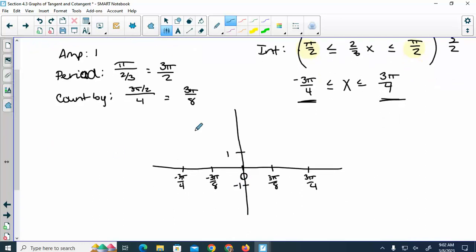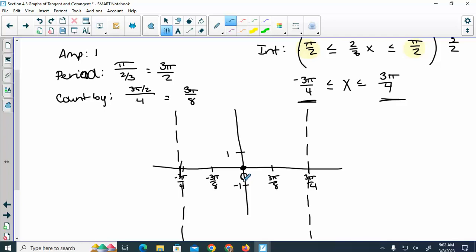Okay, the reason we pick tangent is the beginning and ending point will be an asymptote. So we have an asymptote at negative 3 pi over 4 and positive 3 pi over 4. And the center point is going to be 0. So 0, 0 is going to be a point on my graph. And then we just have to think, is tangent increasing or decreasing?